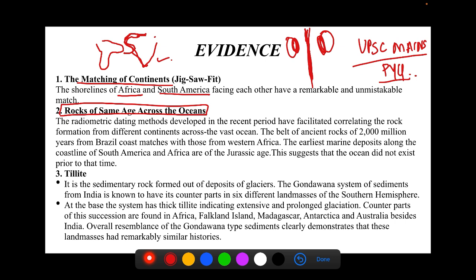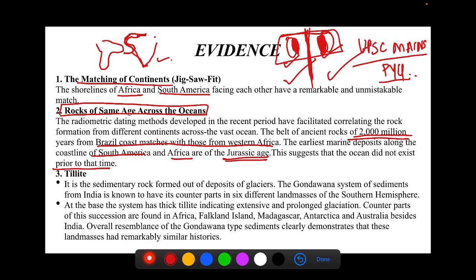Right, so the belt of ancient rocks of 2000 million years from the Brazilian coast matches that of Western Africa. Here is Brazil, here is West Africa. The earliest marine deposits along the coastline of South America and Africa are of Jurassic age. This suggests that the ocean did not exist prior to that period. So we find that rocks which are even earlier than the ocean are present, and the same age rocks are present at the borderline of Brazil, that is South America, and that of Africa, right? So that is also another evidence that somehow these two portions were together in the past.